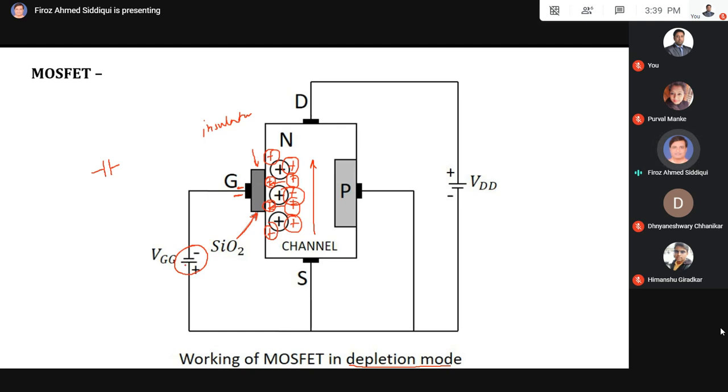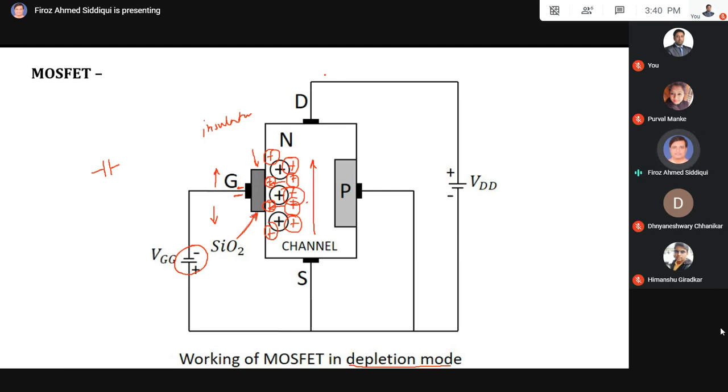So if we increase the negative voltage applied at the gate, the current which is flowing from the source to drain will decrease. And if we decrease the negative voltage, the current will increase. So as soon as you increase the negative voltage, current will reduce because holes will be more towards the gate. And as these holes increase, the current through the channel keeps decreasing. So this is the working of MOSFET in the depletion region.